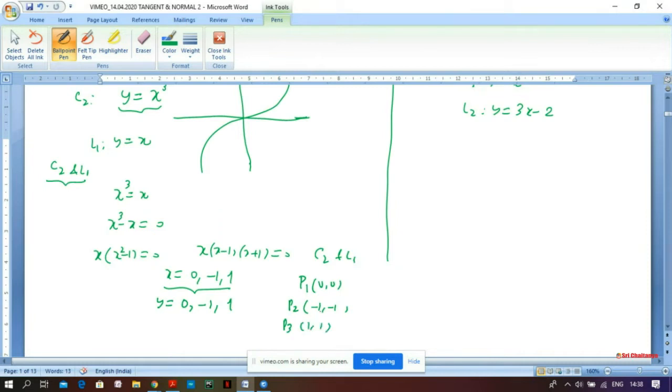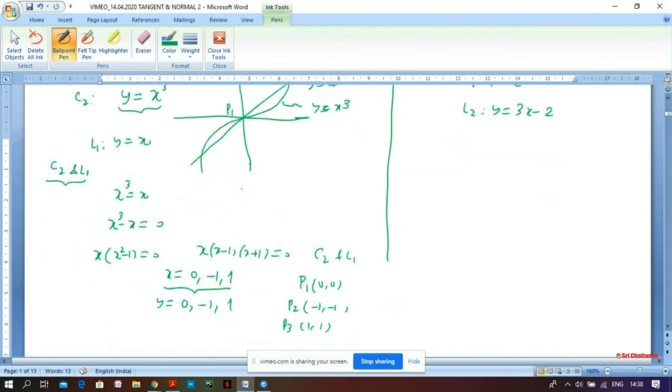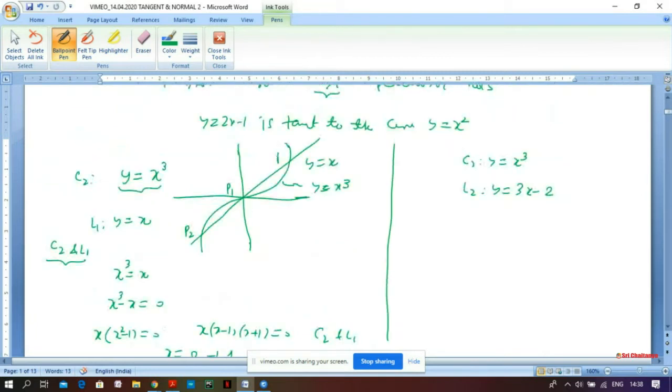If I sketch it, we have got a curve and this line. This line is simply y equal to x. This curve was y equal to x cube. Together they intersect at this point, P1. I labeled P2 as negative 1, negative 1, so this is my P2, and this is my P3. You can name them anything. So this line intersects the curve in 3 points.